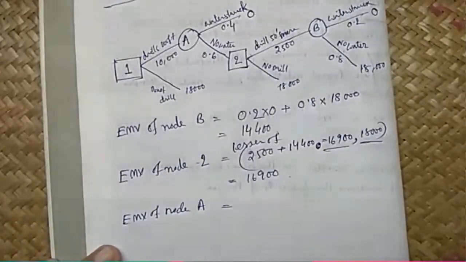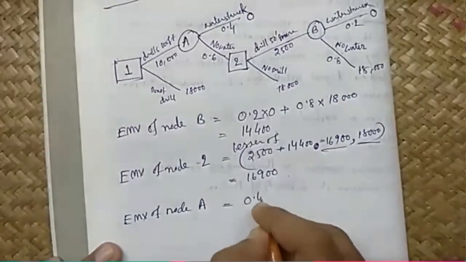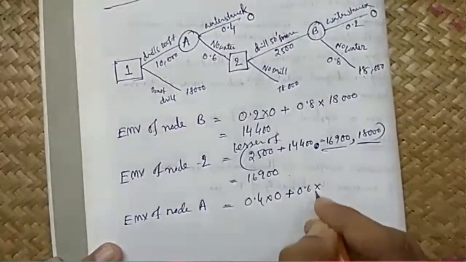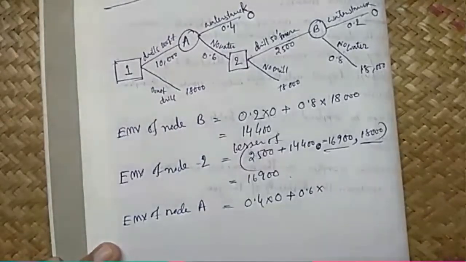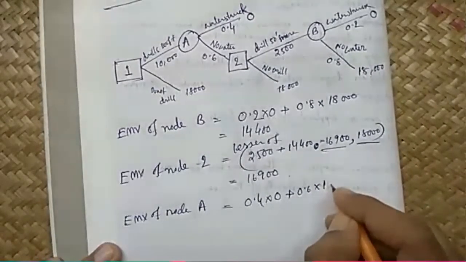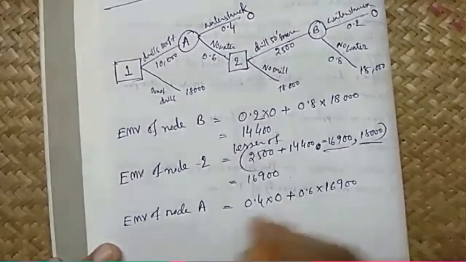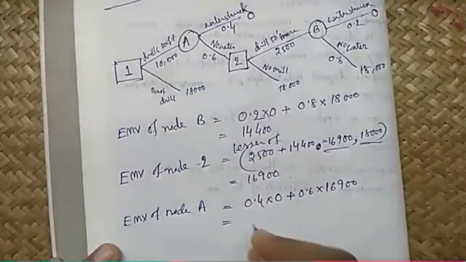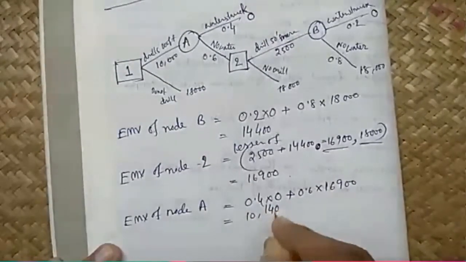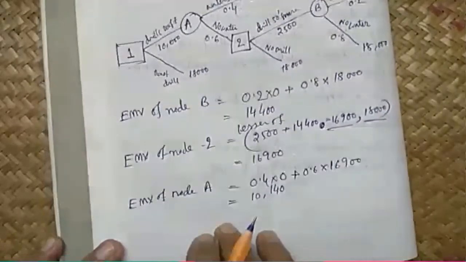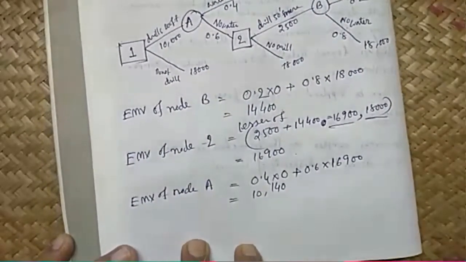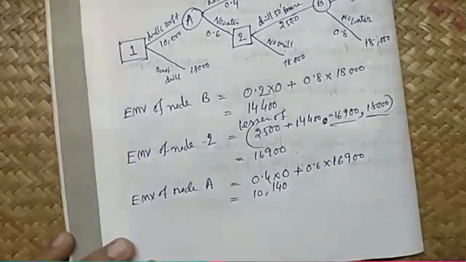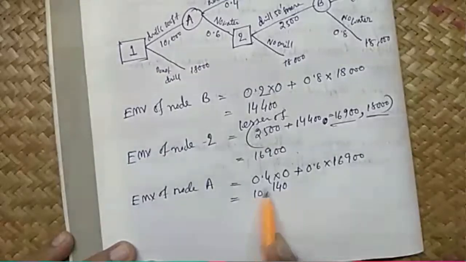Now we will go to the EMV of node A. What are the options? 0.4 into 0 plus 0.6 into the EMV of node 2, that is 16,900. And if we do that, it becomes 10,140. That is the EMV of node A. Whenever there is a chance node, there will be probabilities, and we will multiply the payoffs with the associated probabilities and add them.